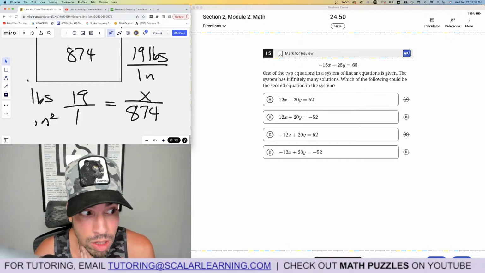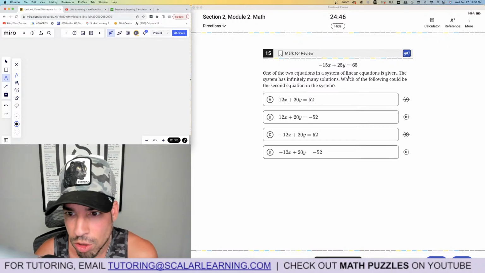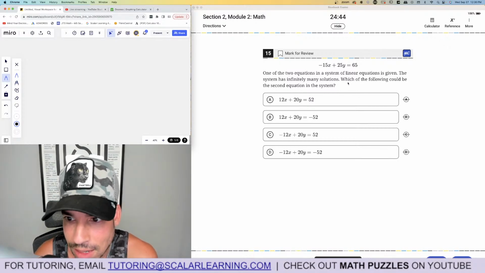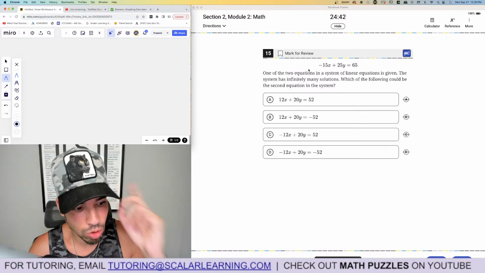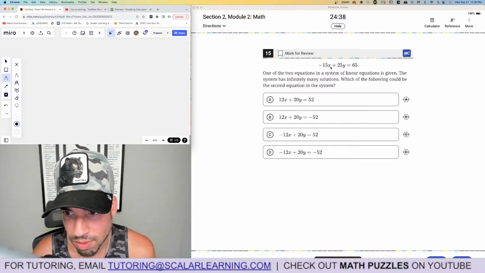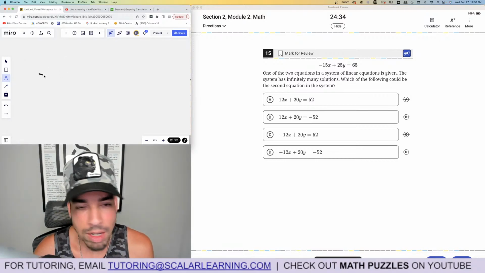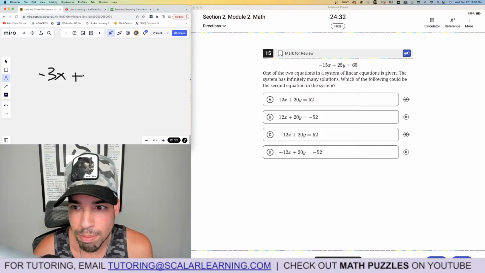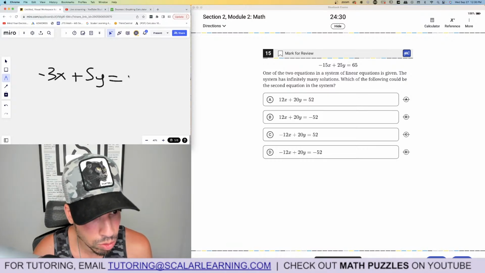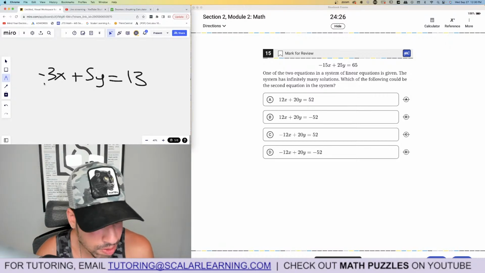So you guys might notice this module 2 is harder than module 1. You can feel it. One of the two equations of the system of linear equations given, the system has infinitely many solutions. What does that mean? That means the two lines are exactly the same. So immediately I'm going to simplify this. Divide everything by negative 5, or just 5. Negative 3x plus 5y equals 13. And this is the core simplified version.